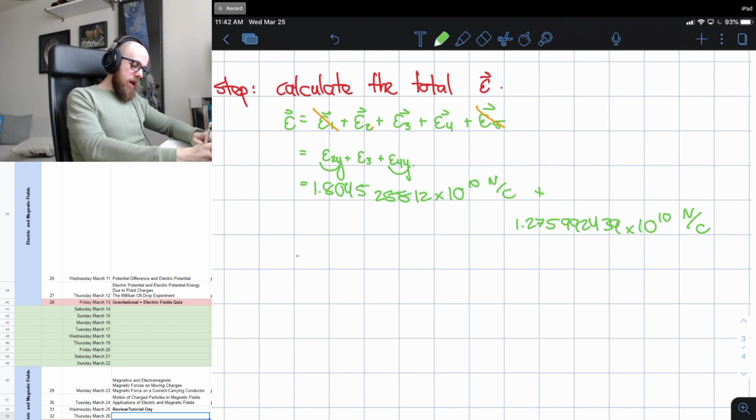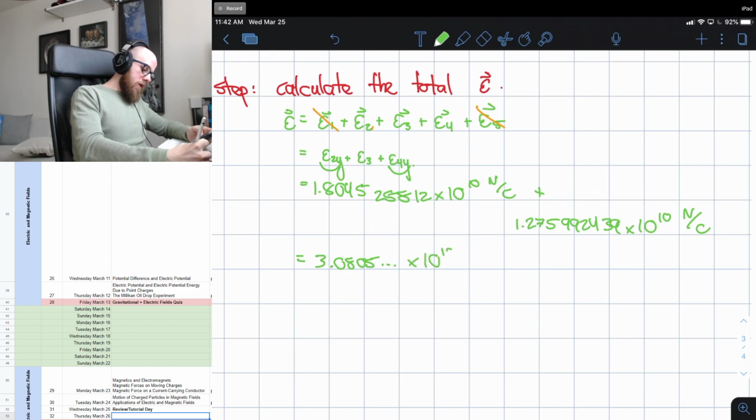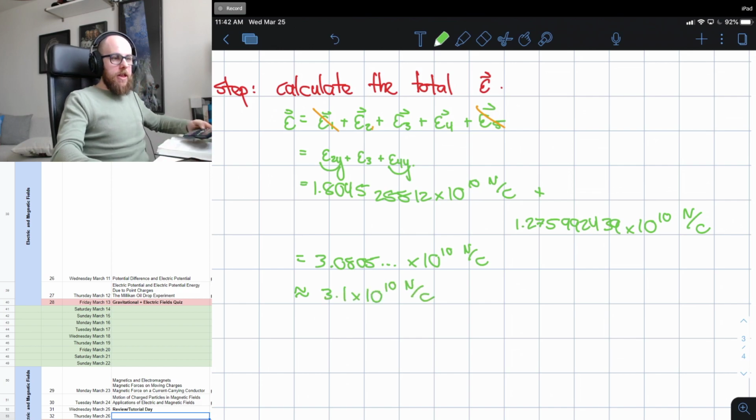Okay, and when I do that, I get a value of 3.0805 times 10 to the 10 Newton per Coulomb, or approximately 3.1 times 10 to the 10 Newton per Coulomb. And that's that. There is my answer.